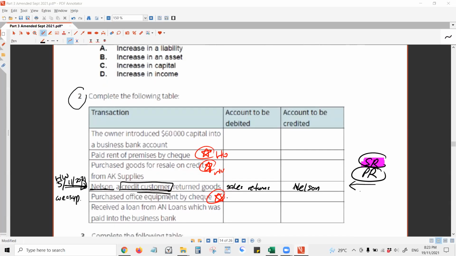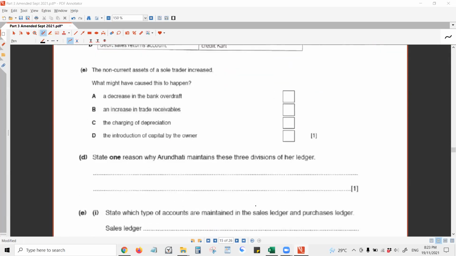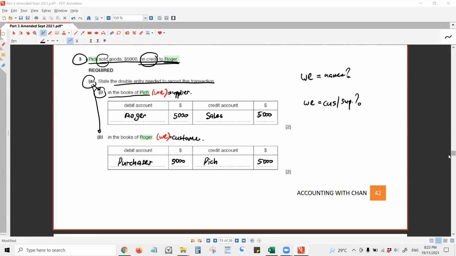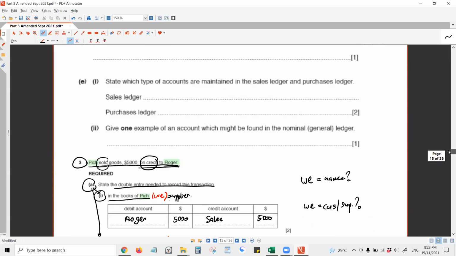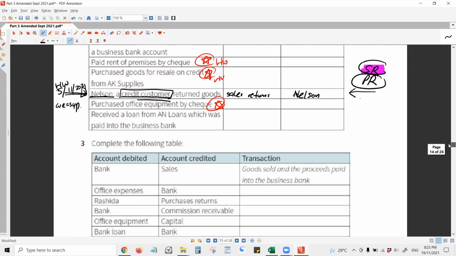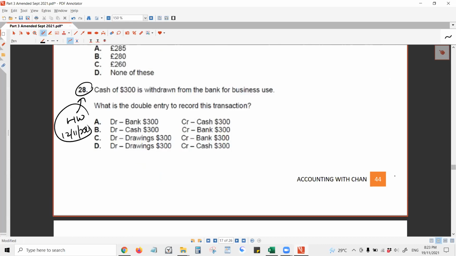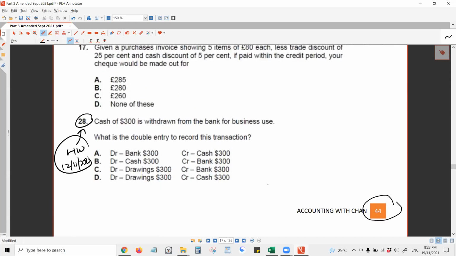This table, did I tell you to complete? No, I didn't tell you to complete this table. Actually, I cannot recall whether I told you to do it or not. Never mind, we settle it later. Let's see if there's any more. Page 44. Everyone, you tell me your choice. Even if you have not done it as homework, you can decide now. It's quite easy.